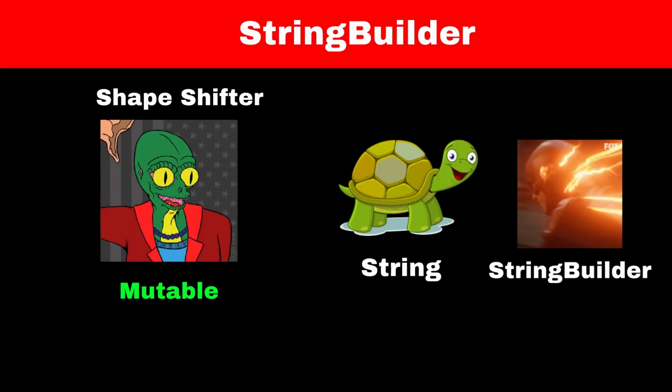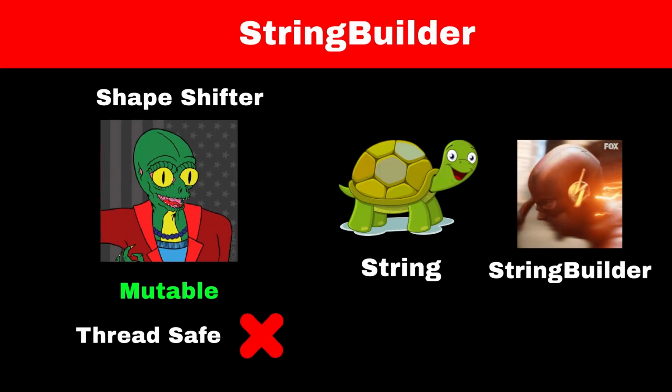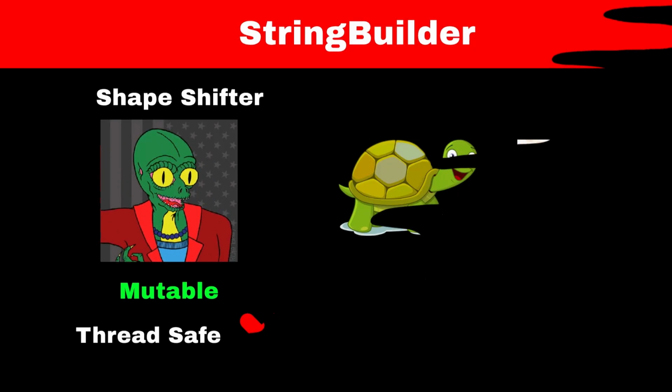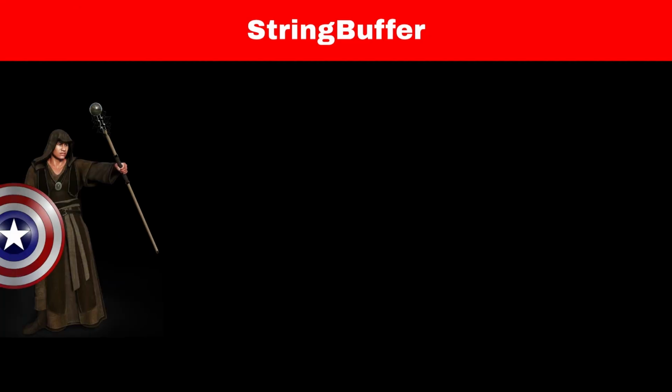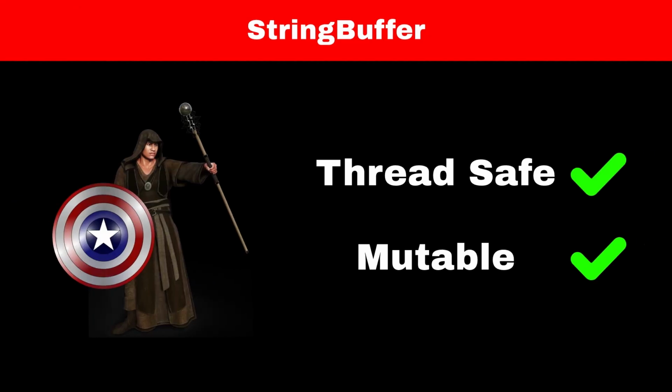String builder can't stand a chance in multi-threaded environment. It's not thread safe, meaning multiple threads cannot access it at the same time. To tackle this, Java developers introduced another class called StringBuffer class. It's like a guardian with a shield who can protect himself in multi-threaded environment and magically change itself. So StringBuffer is both thread safe and mutable.